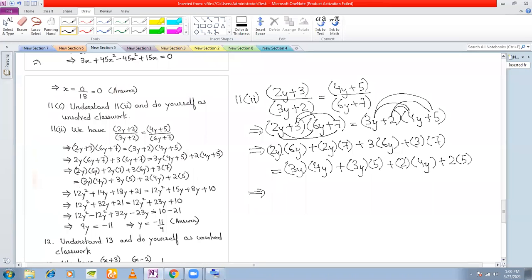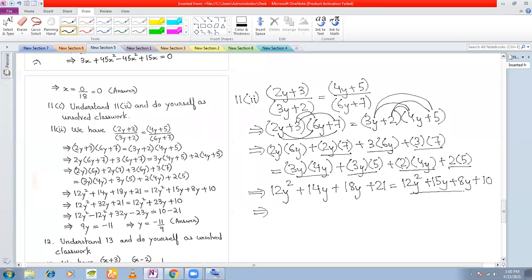Now you multiply everything. 2y into 6y is 12y square, plus 2y into 7 is 14y, plus 3 into 6y is 18y, plus 7 into 3 is 21. 3y into 4y is 12y square. 3y into 5 is 15y. 2 into 4y is 8y. And 2 into 5 is 10.